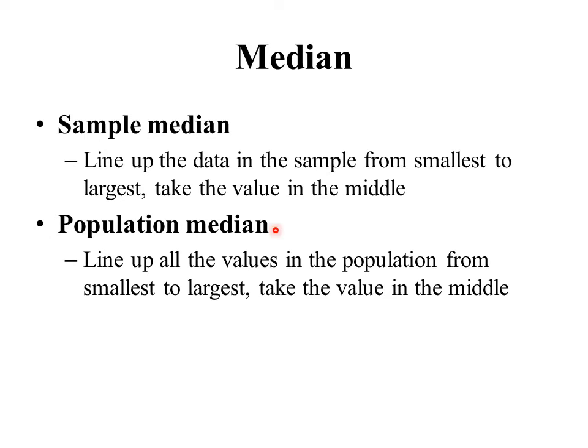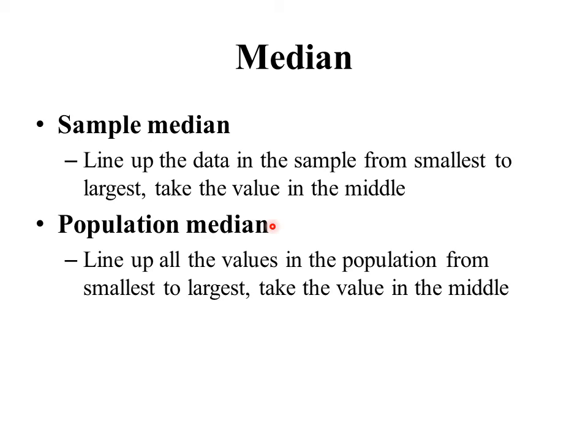Now, a similar idea is the population median. And to find a population median, we would line up all the values in the population from smallest to largest and take the value right in the middle. So the difference between a sample median and a population median is where the data come from. If the data come from a sample, then the median is called a sample median. If the data come from every single member of our population, then the median is called the population median. Now, it's virtually impossible to calculate a population median because we would need to get data from every single member of our population. That's virtually impossible to do.